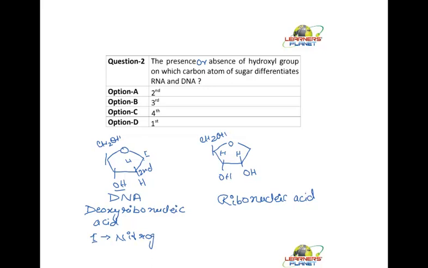At the first carbon there is a nitrogen base. In both the cases, nitrogen bases like purine and pyrimidine. And at the third carbon there is a phosphate group bonded. There is a 3,5-phosphodiester bond present.